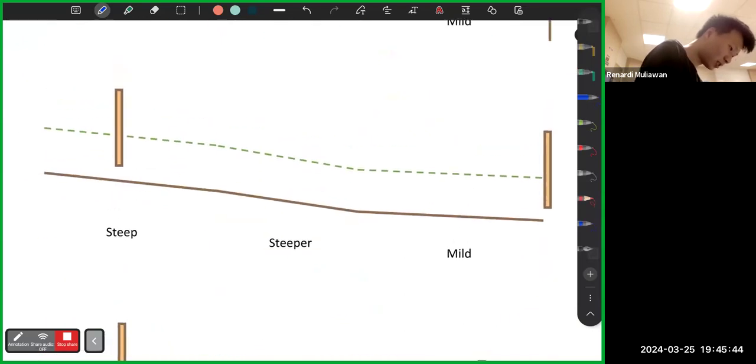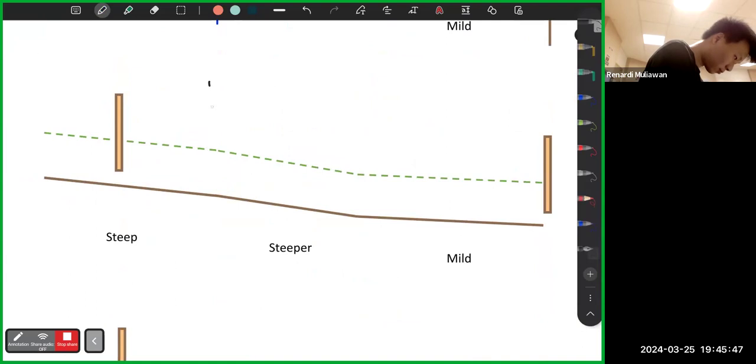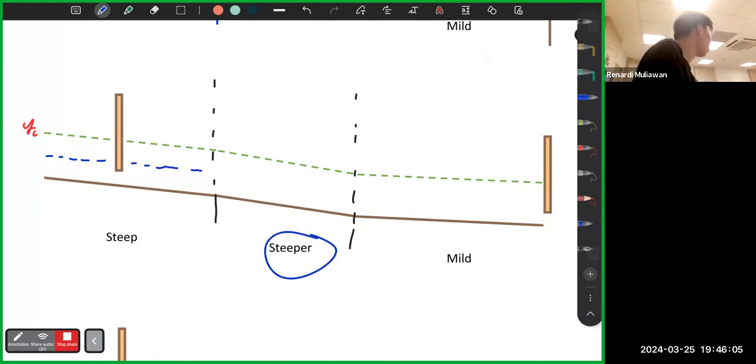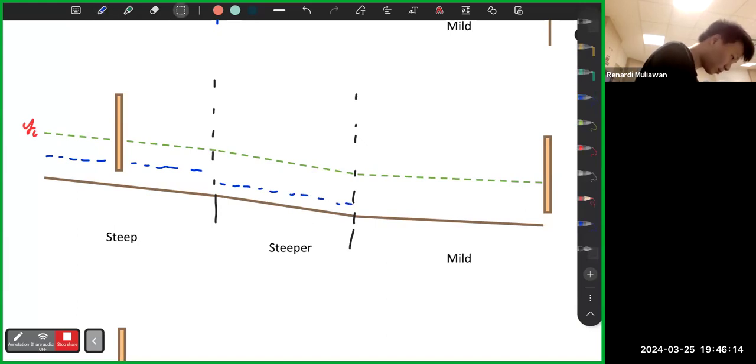Okay, so let's go to the next one. Draw your boundaries first. This is your YC. For steep slope, your YN should be below YC. So it's here. Here's YN. For a steeper slope, your YN is even lower, right? Because it's even faster. So your YN should be below like this. Then for mild slope, your YN is right above YC, like this.